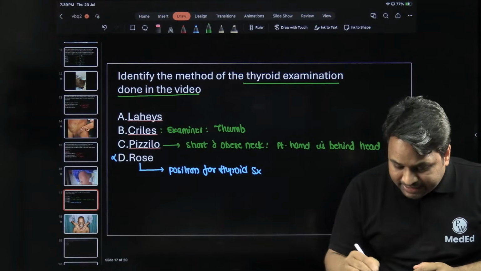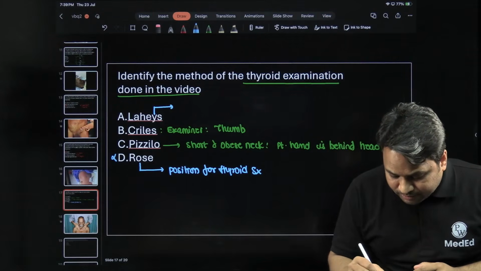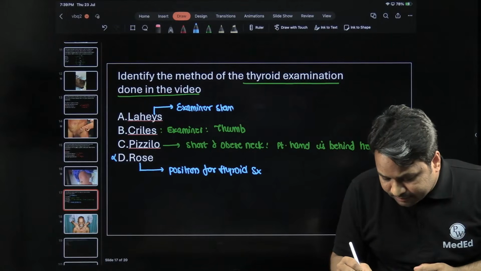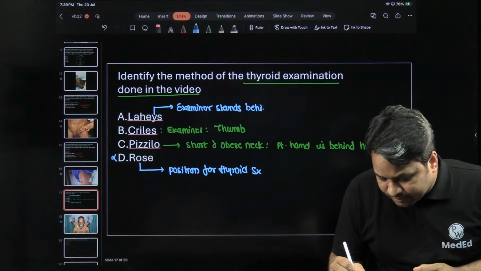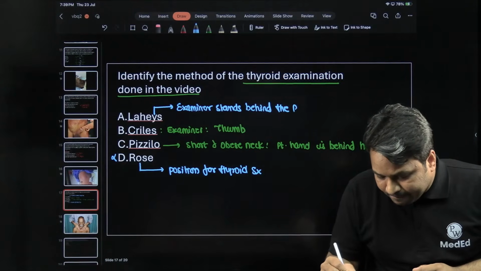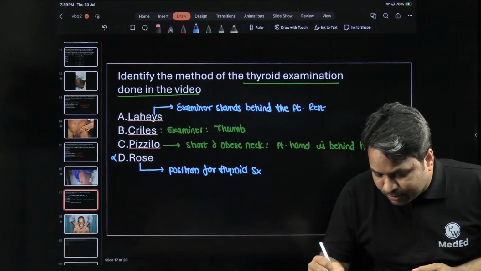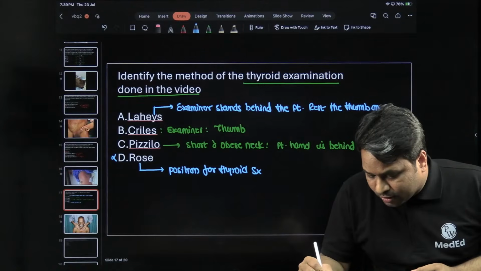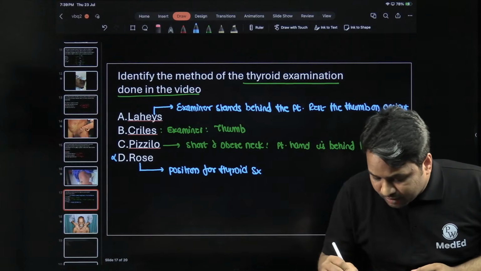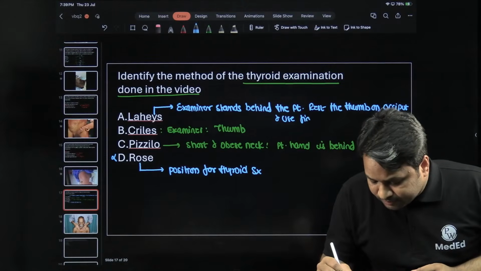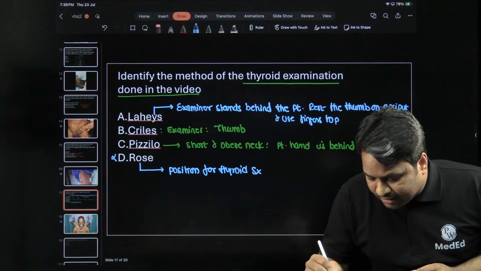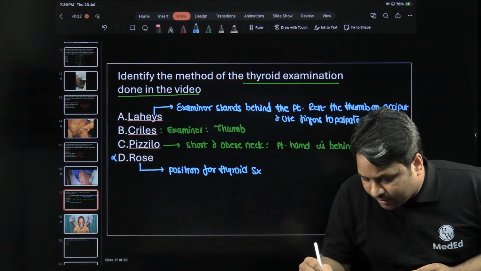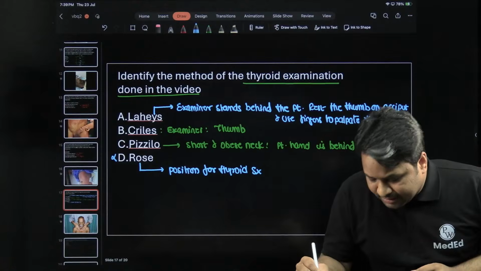Lahey's method, the examiner is going to stand behind the patient. Rest the thumb on the occiput and use fingers to palpate the thyroid gland. This is what you call Lahey's method.